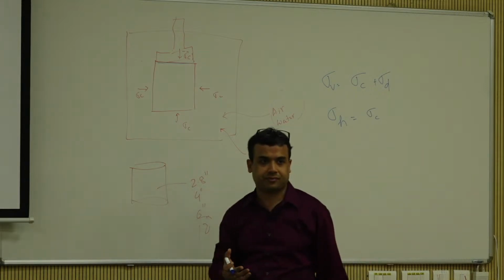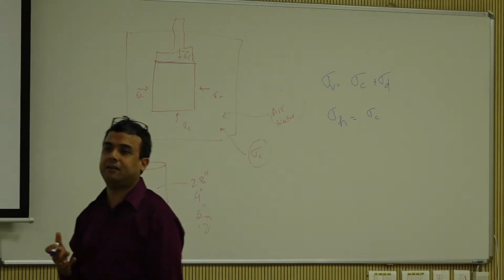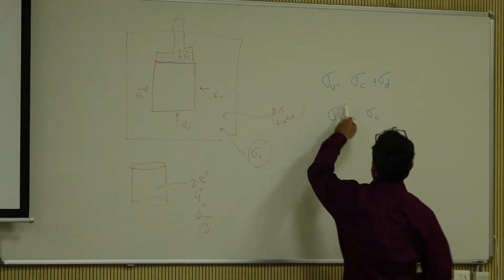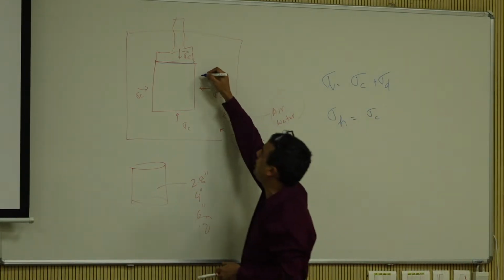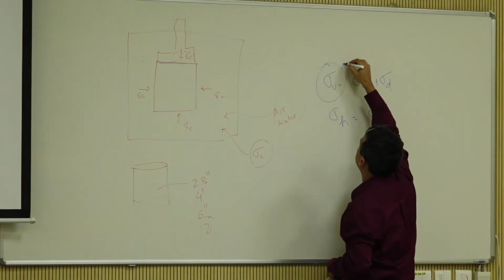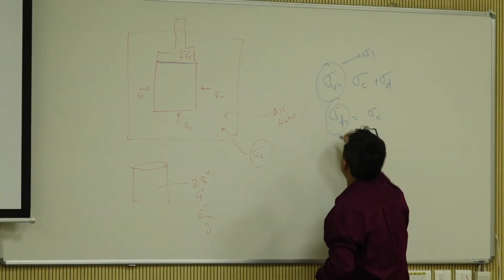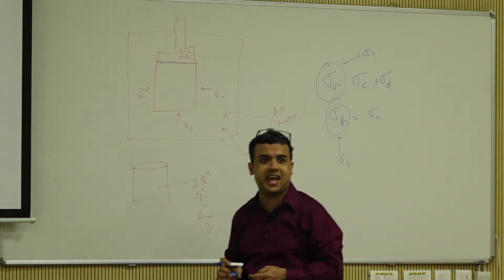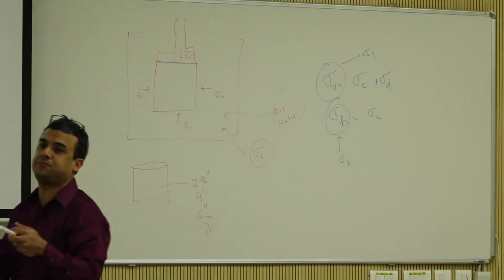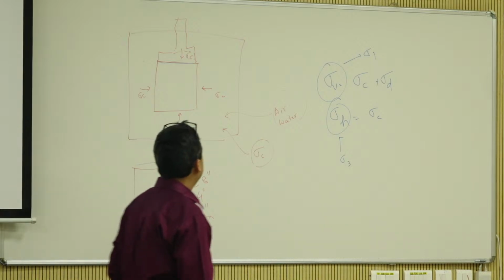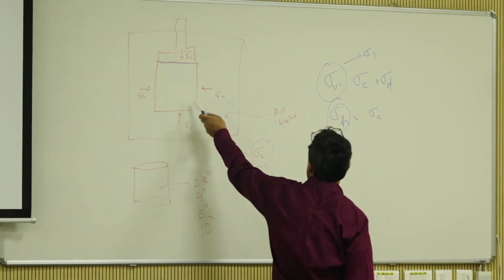it stays as sigma C, right? And because there is no shear here, these are all principal stresses. So this becomes your major principal stress, which is sigma 1. This becomes your minor principal stress, which is sigma 3. And in this case, because we are talking about a cylindrical specimen, sigma 2 and sigma 3 are the same, right?